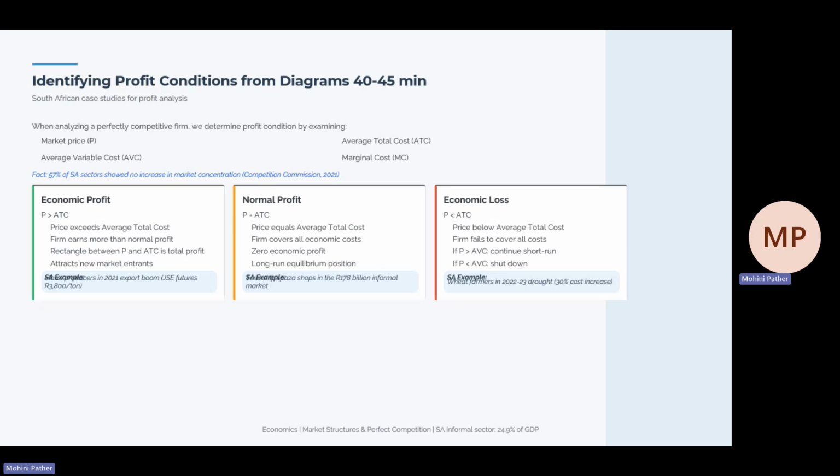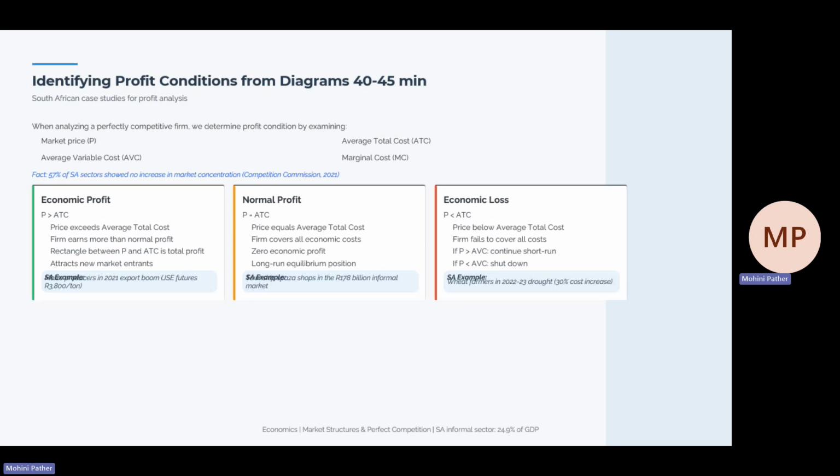So with economic profit, this is when your price exceeds your average total costs. So your firm earns more than your normal profit. The rectangle between your price and your average total cost is your total profits. When you're receiving these excessive levels of profits, you attract new people into your market.